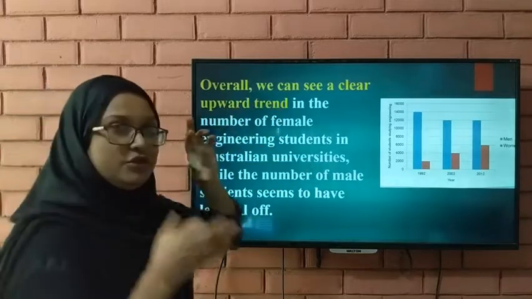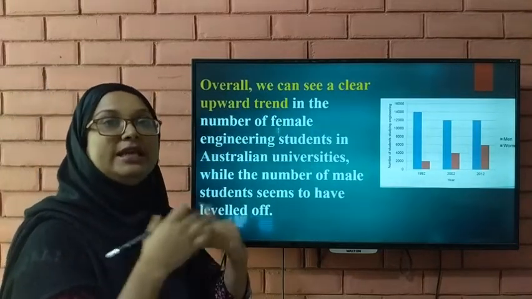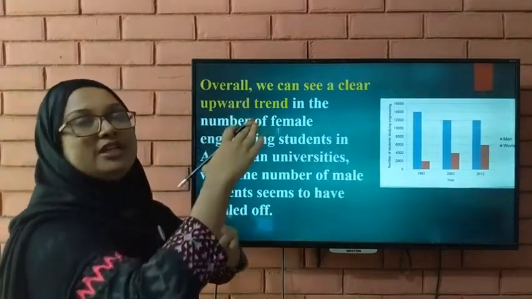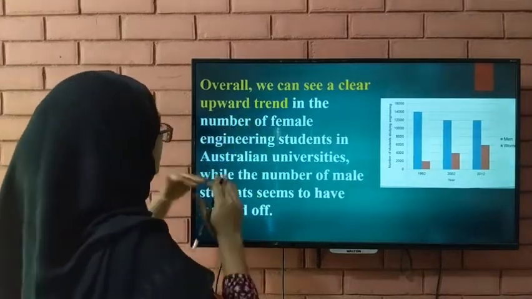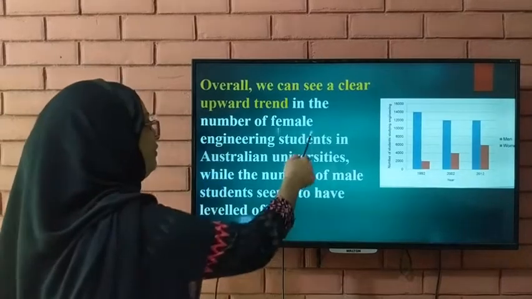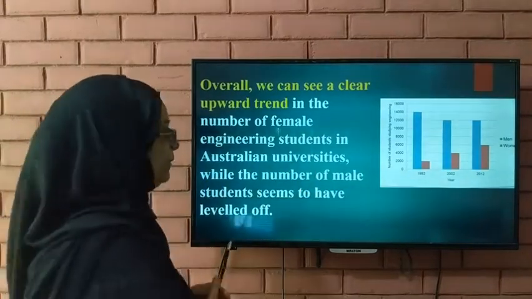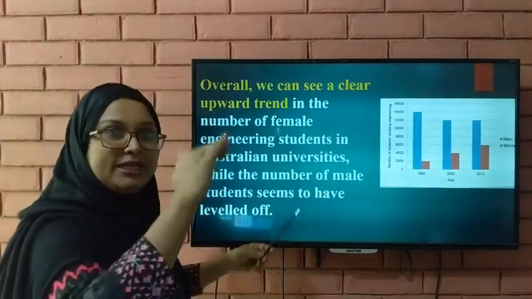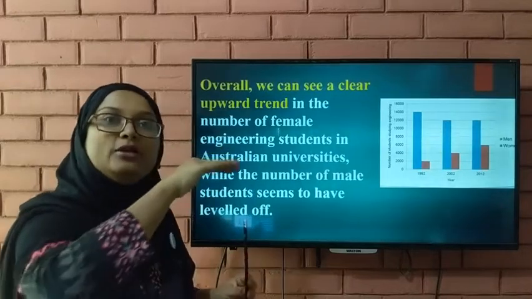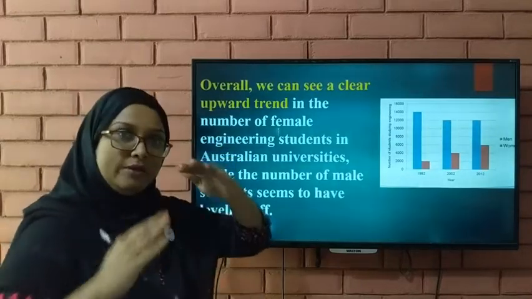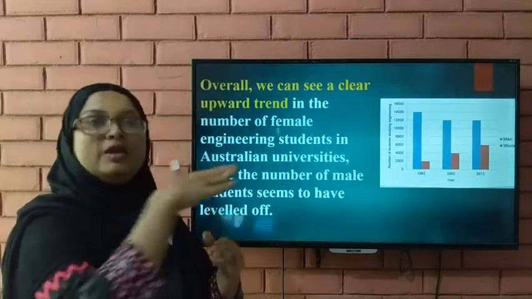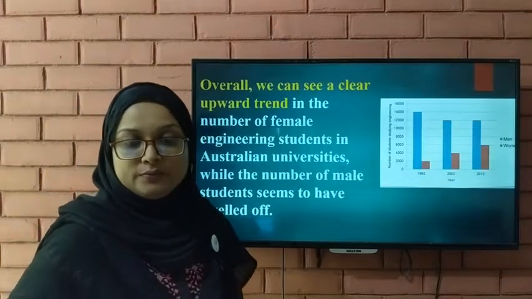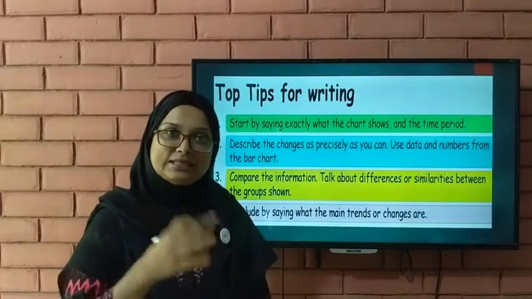তাহলে আমরা যে স্টুডেন্টরা অস্ট্রেলিয়ান ইউনিভার্সিটিতে ইঞ্জিনিয়ারিং করছে সেখানে কি দেখতে পাচ্ছি? আমরা একটা পরিষ্কার আপওয়ার্ড ট্রেন্ড দেখতে পাচ্ছি, মানে বৃদ্ধির একটা লক্ষ্য করছি। কাদের জন্য বৃদ্ধি দেখতে পাচ্ছি? ফিমেল ইঞ্জিনিয়ারিং স্টুডেন্টস, নট ফর দ্য মেল। While the number of male students seems to have leveled off. যেখানে আমরা কি দেখতে পাচ্ছি? পুরুষের সংখ্যাটা একদম লেভেল হয়ে আছে, সমান হয়ে আছে, কিন্তু ফিমেল স্টুডেন্টের পার্টিসিপেশনটা রাইজ করে গেছে। সো দিস ইজ দ্য কনক্লুশন পার্ট অফ দ্য সামারি। নাও হোয়াট ইজ দ্য টিপ ফর রাইটিং দিস গ্রাফস অ্যান্ড চার্টস?